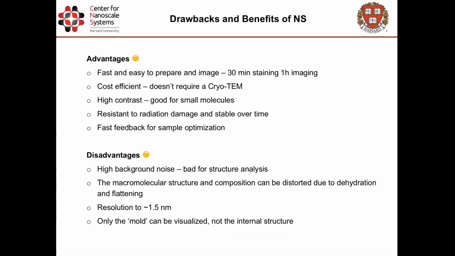Drawbacks and benefits of negative stain: well, it's a classic slide because this is valid for all other applications. A negative stain specimen is fast and easy to prepare. It is very cost efficient. It gives high contrast. The sample is more resistant to radiation damage, and it gives you very fast feedback for sample optimization. You can screen a lot of negative stain grids. For cryo-EM, you spend much more time going through your images and your sample. Disadvantages: it has a high background noise because the stain doesn't stain only your macromolecule, it also stains the solution which is on top of your carbon film. You might have structural artifacts due to dehydration. The resolution is of course low because of the grain of the negative stain, and you don't visualize the real structure, you visualize the mold.